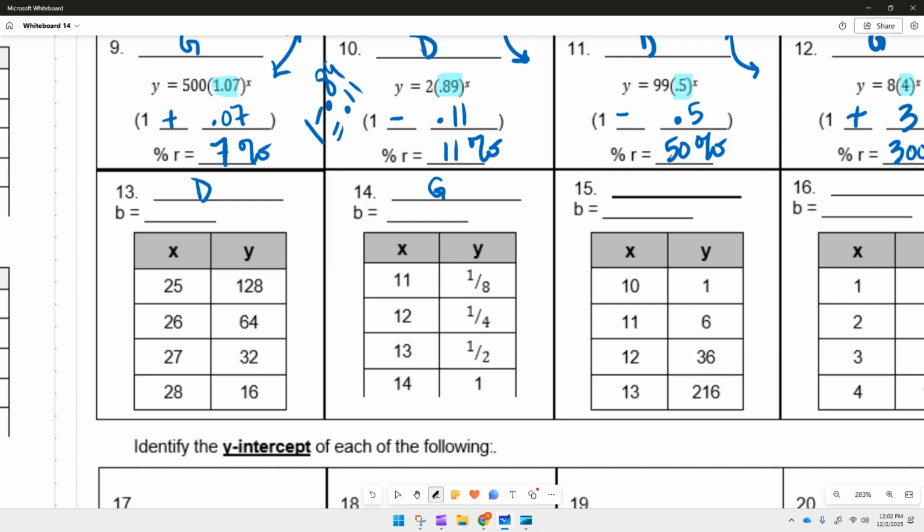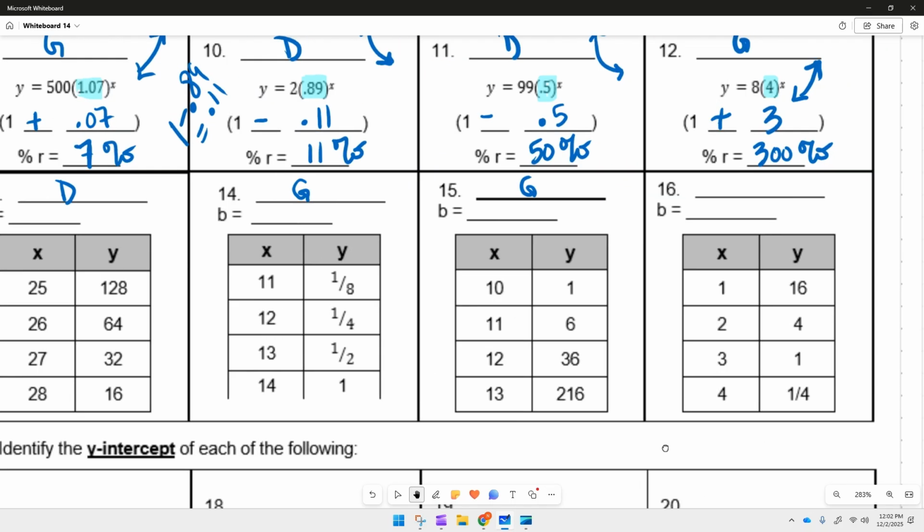1 is larger than 1/8. On number 15, that's growth. Number 16, we're decreasing. 1 is smaller than 16.